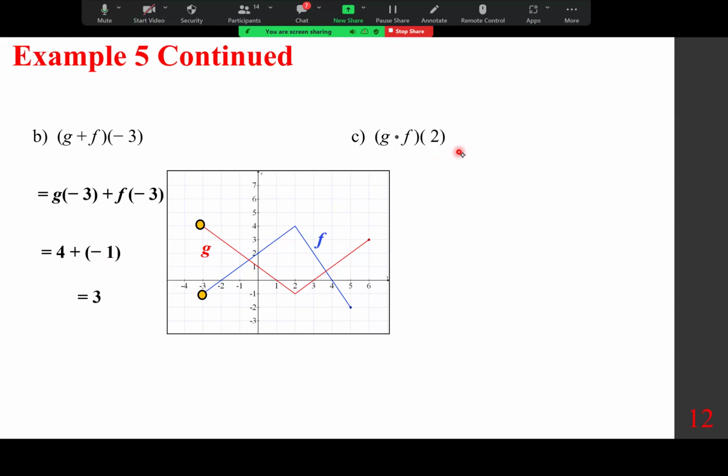g times f of 2. That means g of 2 times f of 2. So now along the x-axis, we are going to locate number 2. For the g function, red function, we are here, which has a y coordinate of negative 1. For the f function, we are here, which has a y coordinate equal to 4. We multiply the two numbers and we get negative 4. So that's how you read it from the graph.